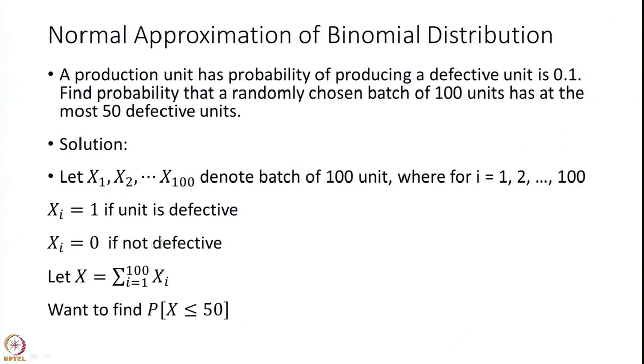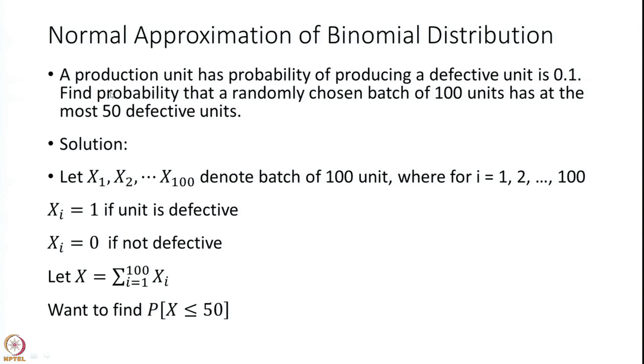So, let us now see another approximation. Applying the central limit theorem, we would like to study another approximation of the binomial distribution when n tends to infinity, that is, when the number of independent Bernoulli trials is very large. Okay, let us consider the case.